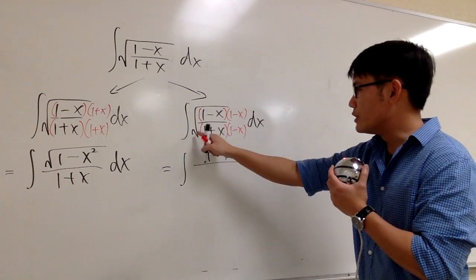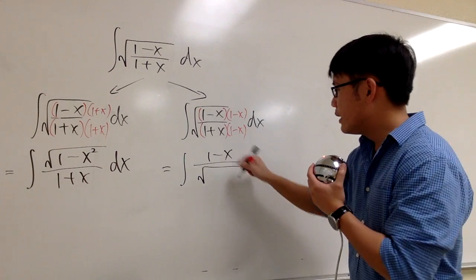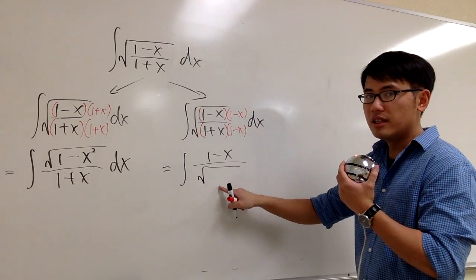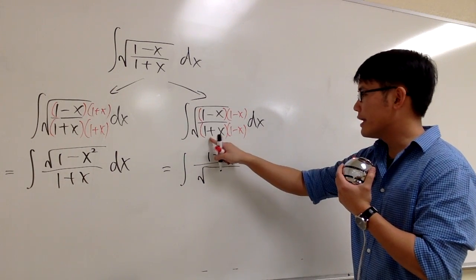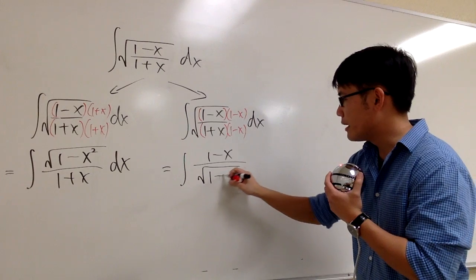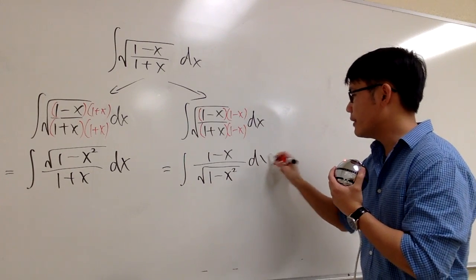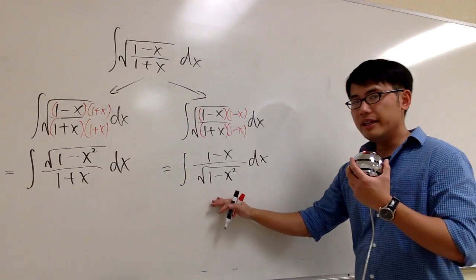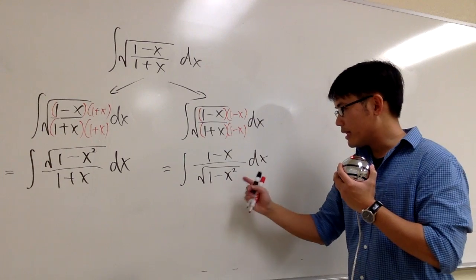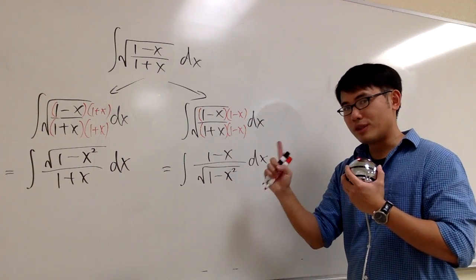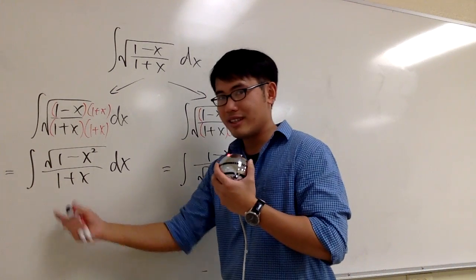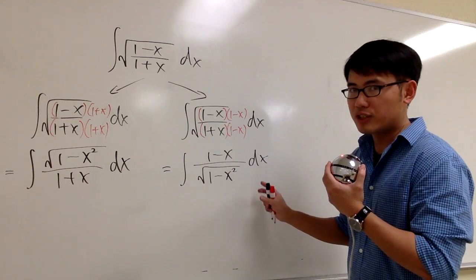On the bottom, we still have the square root, and we have to multiply this and that together instead of the square root. 1 plus x times 1 minus x is 1 minus x squared. If you look at this integral, the good thing is that the bottom is just one thing, unlike the other one, so we get to split the fractions.